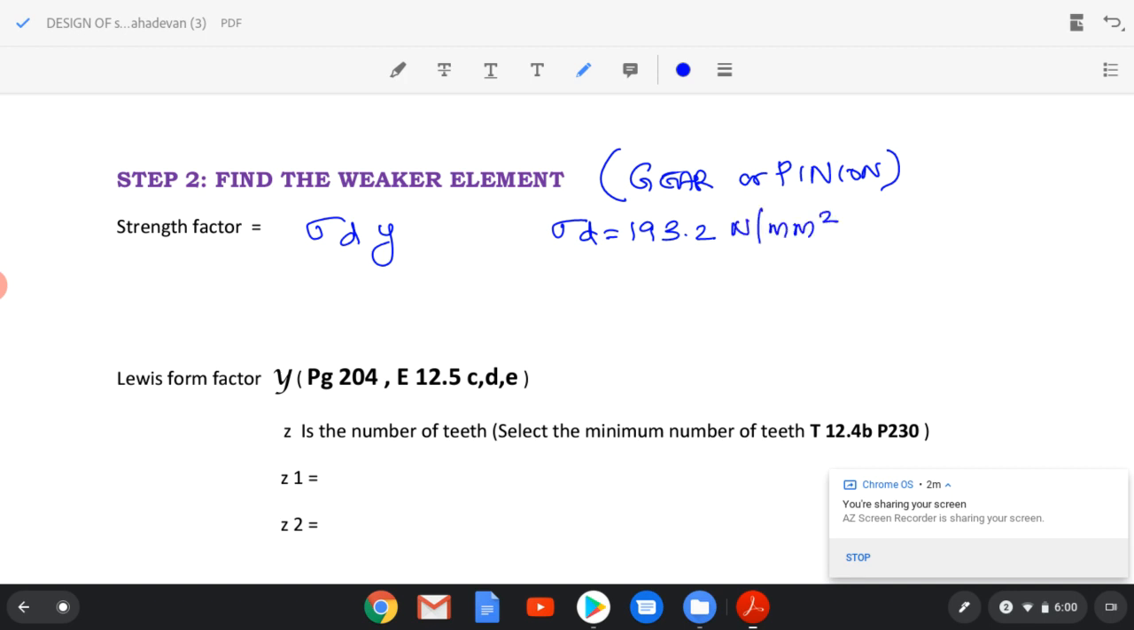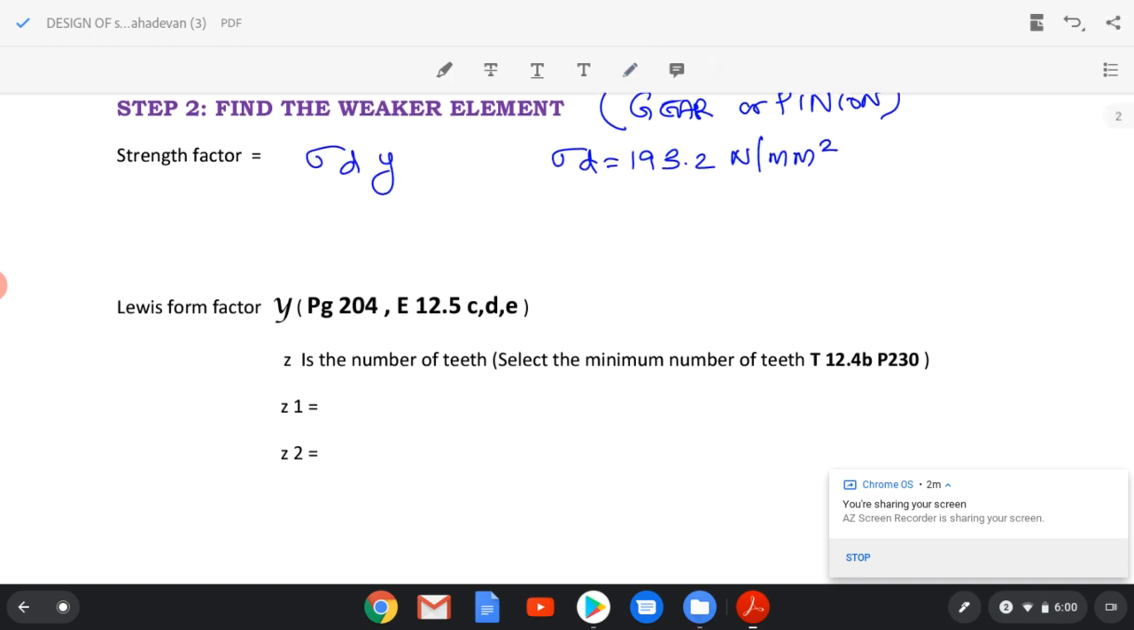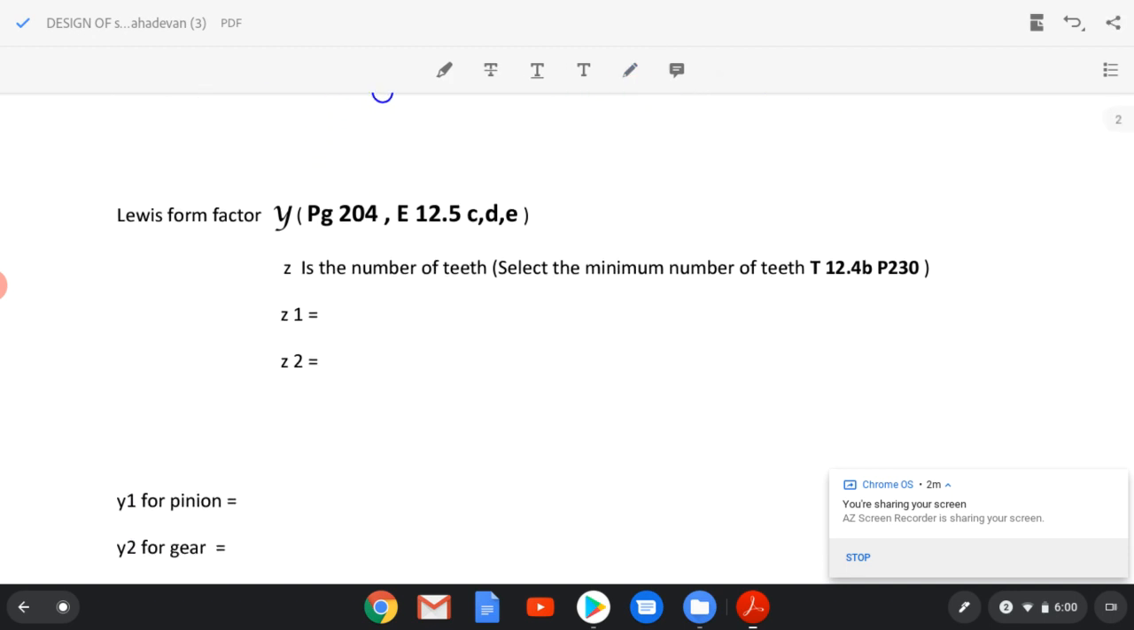Y is a new term, that's called the Lewis form factor. From page 204, we have three equations for different pressure angles, from which we can say that for 20-degree involute, value y equal to 0.154 minus 0.912 by Z, where Z stands for the number of teeth. We don't know the value of Z.